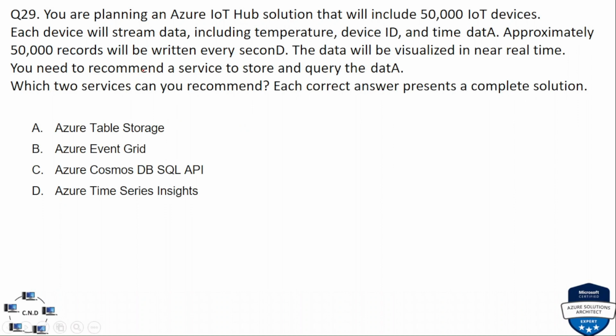Question number 29 is that you are planning an Azure IoT, that is Internet of Things hub solution that will include 50,000 IoT devices. Each device will stream data including temperature, device ID, and time data. Approximately 5,000 records will be written every second. The data will be visualized in near real time.